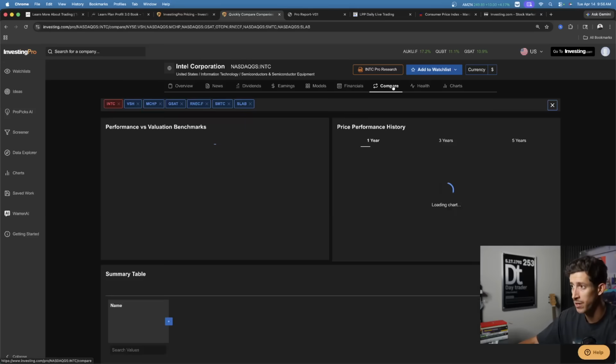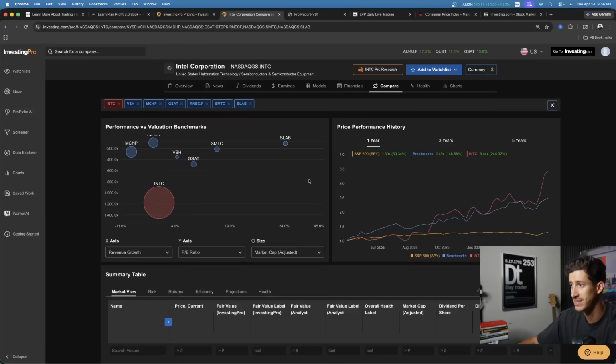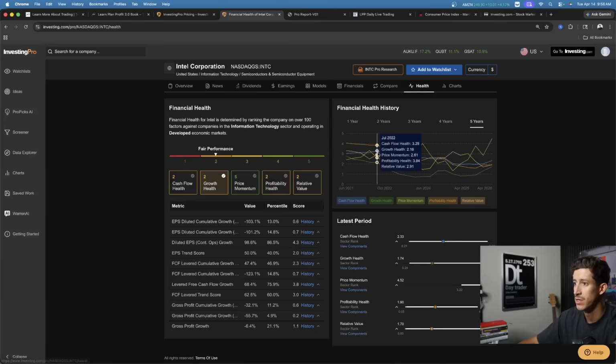You can compare similar companies and where it stands, the health of it. So again, cash flow during uncertain times, you want that to be good. Growth health, want that to be good. Price momentum, this thing has a 5. Of course it does, because the last 12 months, price action-wise, it's been insane, right? Profitability health, relative value health, all of these. Red flags, red flags, red flags. The only thing is that it's a momentum stock. It has a growth story. The Trump administration owns 10%. That is where it started.